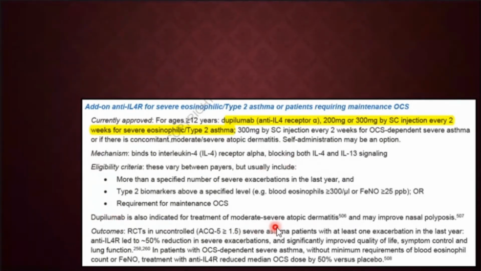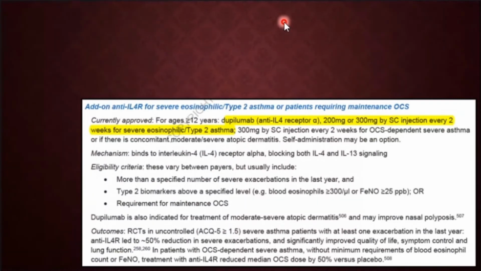Dupilumab is also indicated for treatment in moderate to severe atopic dermatitis and may improve nasal polyposis. So these are the biologics that you have right now. You have your anti-IgE, anti-IL-5, anti-IL-5 receptor, and your anti-IL-4 receptors. So these are at present indicated for severe asthma. So each has its own criteria of when to use them.